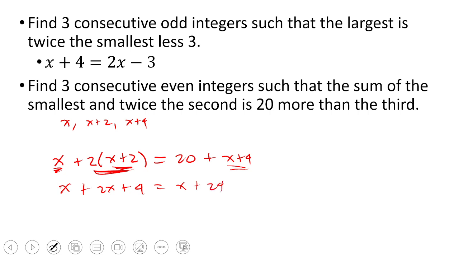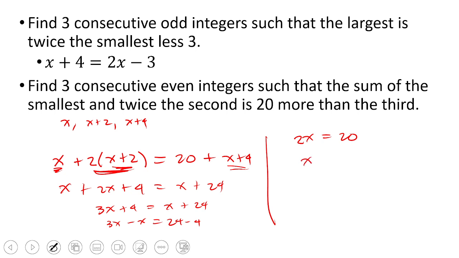And then let's simplify further. We have 3x plus 4 is equal to x plus 24. Transpose. We continue here. So 3x minus x, we get 2x. This is equal to 20. So x is equal to 10. So our smallest number is 10, and then next, of course, is 12, and then 14.